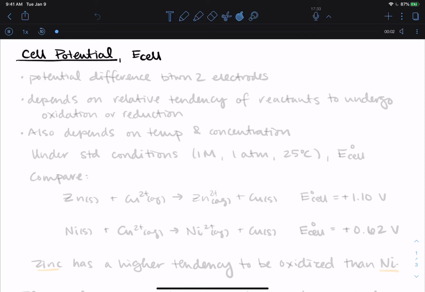When we have an electrochemical cell set up, the main piece of information that we will look for is the cell potential, which we'll label as a capital E subcell. And this is the value that will tell us whether it's galvanic or electrolytic, and essentially what the potential difference is between the two electrodes.